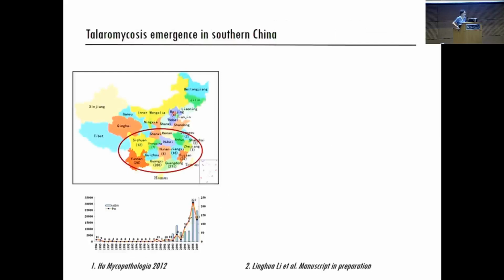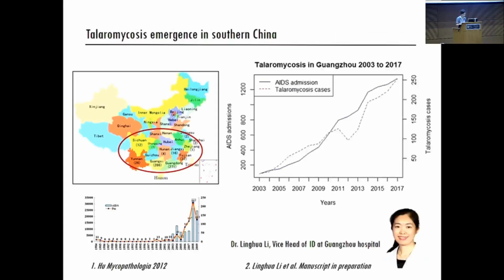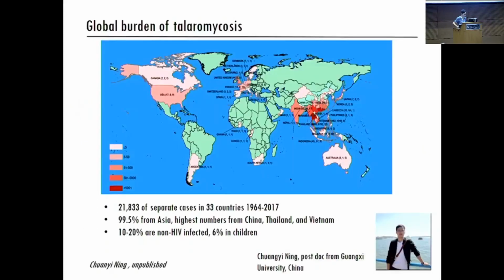In southern China, the disease seems to be confined to certain provinces of the highland. This data came from Guangzhou Hospital and Dr. Linghua Li, a collaborator. And as you can see in the epidemic curve here, I was struck by the number of AIDS cases in China. AIDS cases are increasing in China along with talaromycosis, and last year alone, there were more than 250 cases of this infection at that hospital. So it's a real problem that we see.